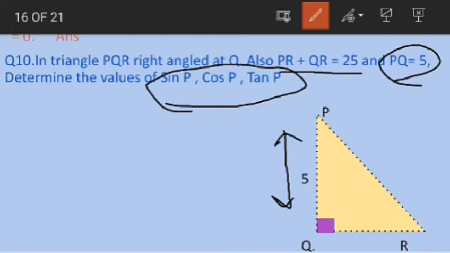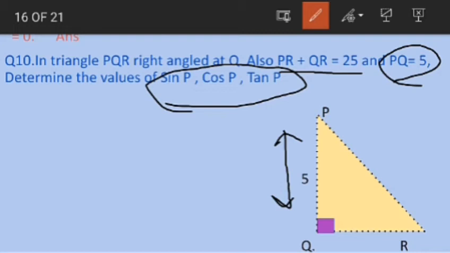Finding the value of sin P, cos P, tan P is very easy. What we need to do is use Pythagoras theorem, same as in the previous questions we are doing, and then find the remaining two sides, and then we will move to finding the value of sin P, cos P, tan P.